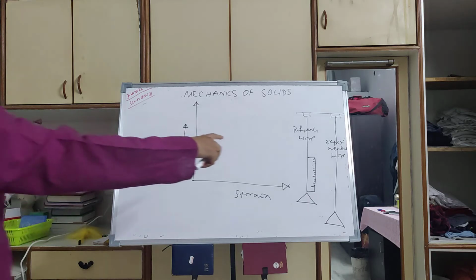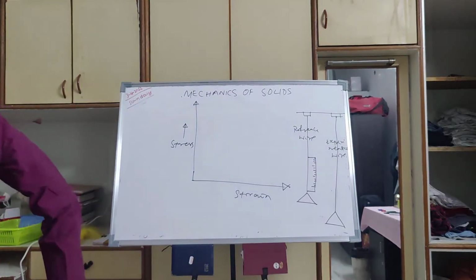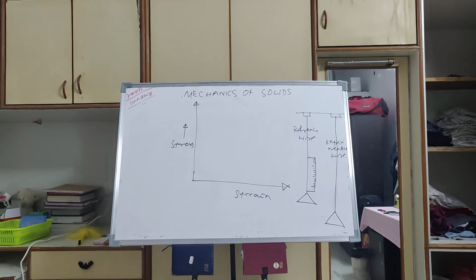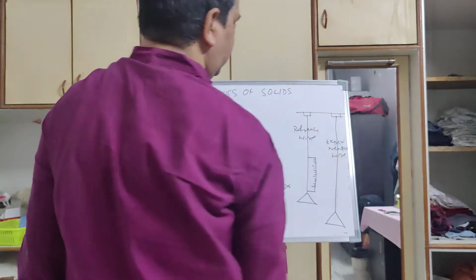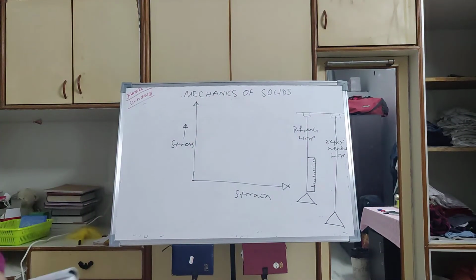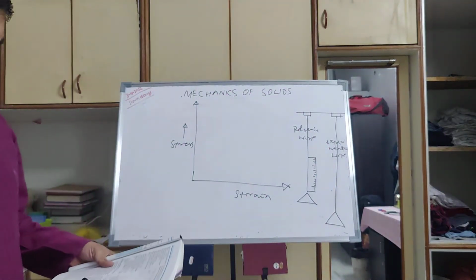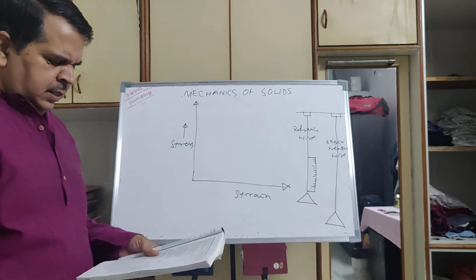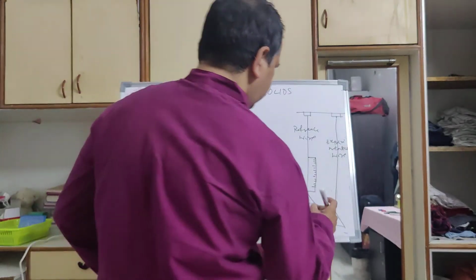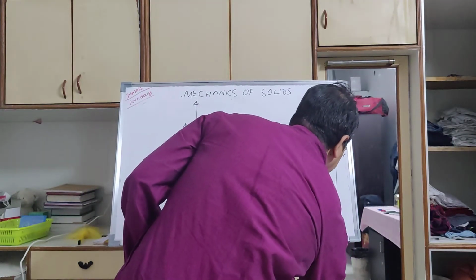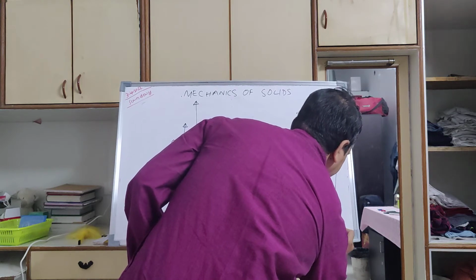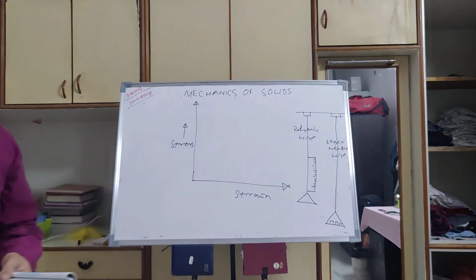This is a reference wire and this is an experimental wire. This reference wire does not deform, whereas this experimental wire does. So you are putting some kind of weight there.